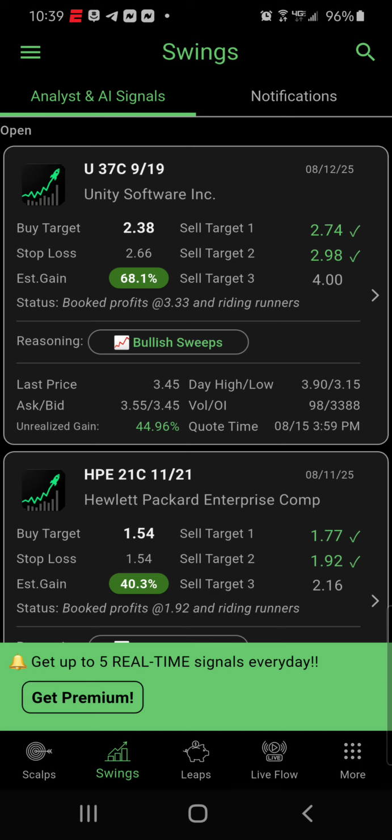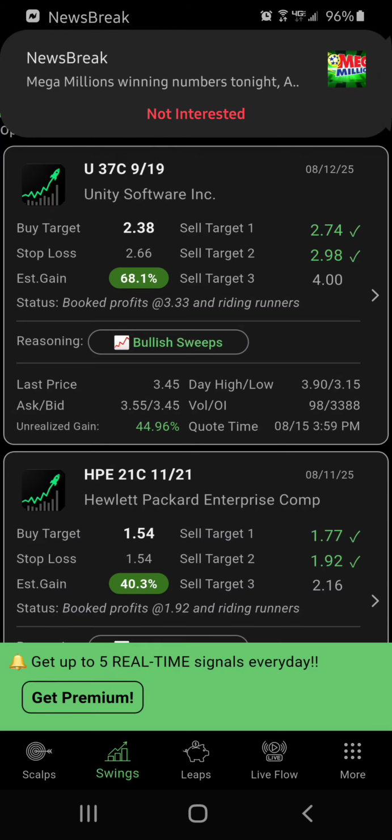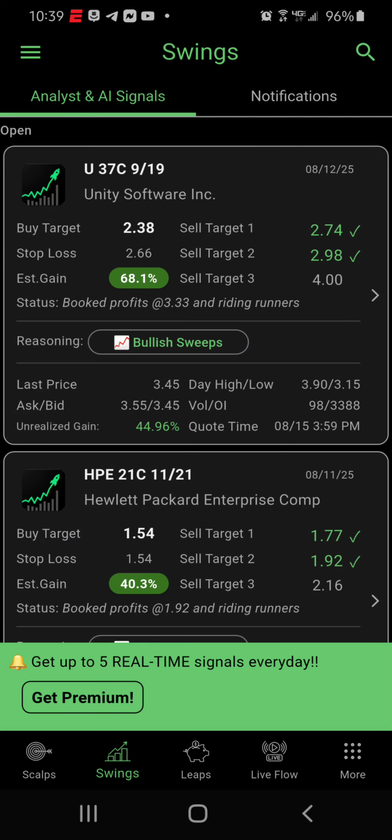But to the right, where it got the date, that's when that option came out. That's when the signal came out, on August the 12th of this year, 2025. And that's the first thing you got to know, when that option came out, because that's very important on these prices. So let me get back to it.